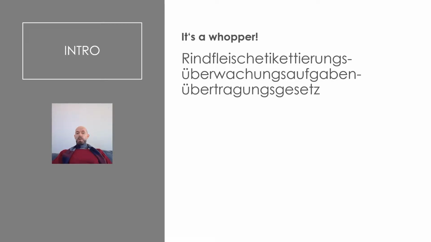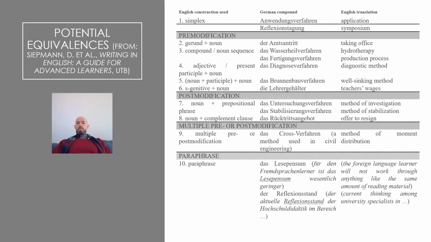What I am going to talk about, though, is long German compounds or just compounds generally. So how do we break down these very lengthy German compounds to render them elegantly in simpler English? Let's start by looking at the potential equivalences that exist between German and English, although they don't all occur with the same frequency, of course.